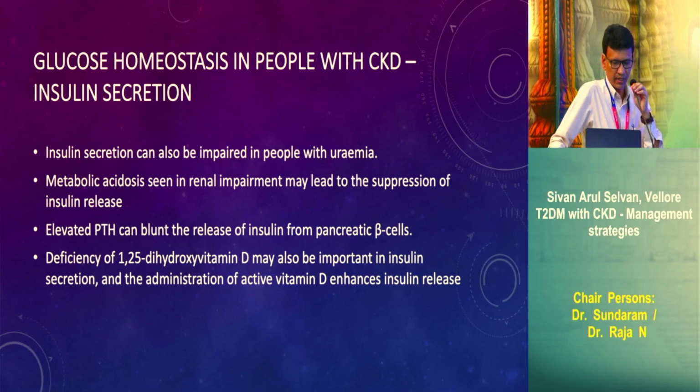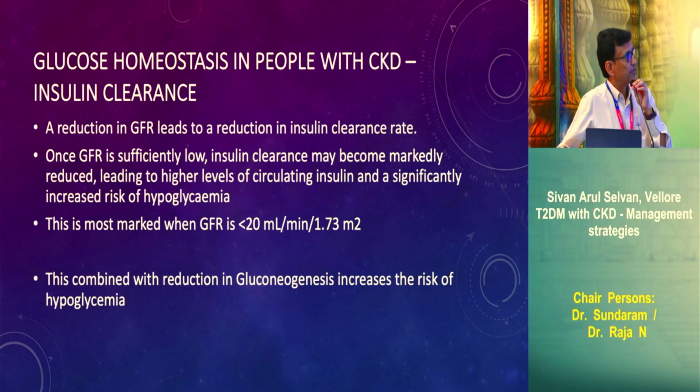So as the CKD progresses, insulin resistance will persist, but the dominant factor becomes the decreased insulin clearance and decreased gluconeogenesis. Thereby, as the CKD progresses, there is progressive decrease in insulin clearance and also decreased gluconeogenesis, and both these contribute to excessive risk of hypoglycemia.